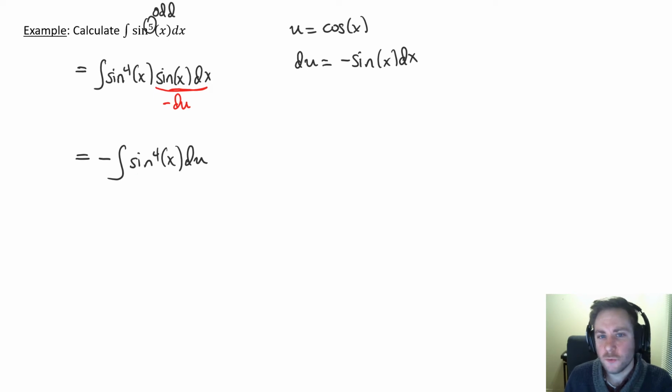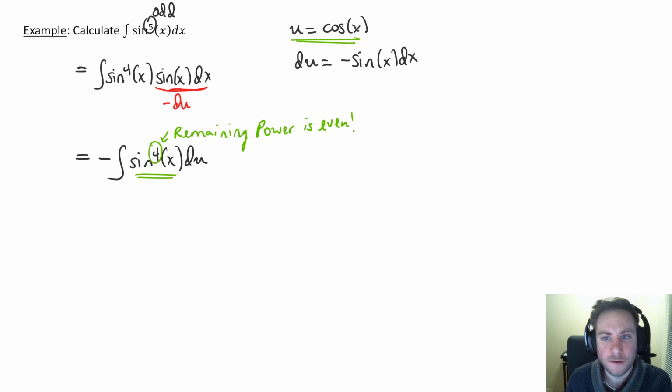At this stage, we still need to do something about the copies of sine x that are still left over, but unfortunately, u is cosine x. So this is where we hope an identity can be applied, just like the previous example. And that's going to be possible here, but only because the remaining power is even.